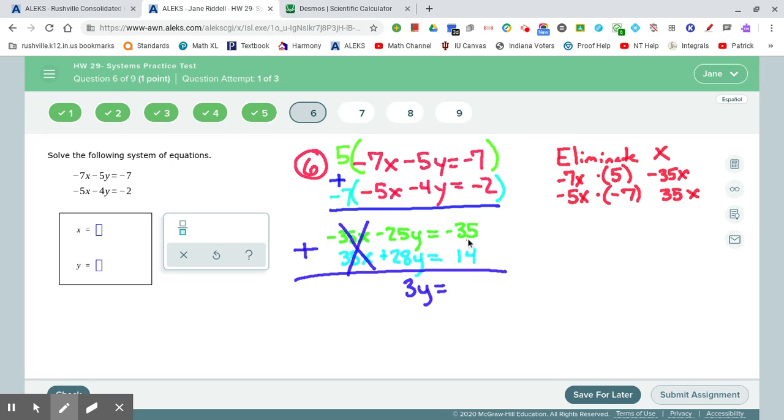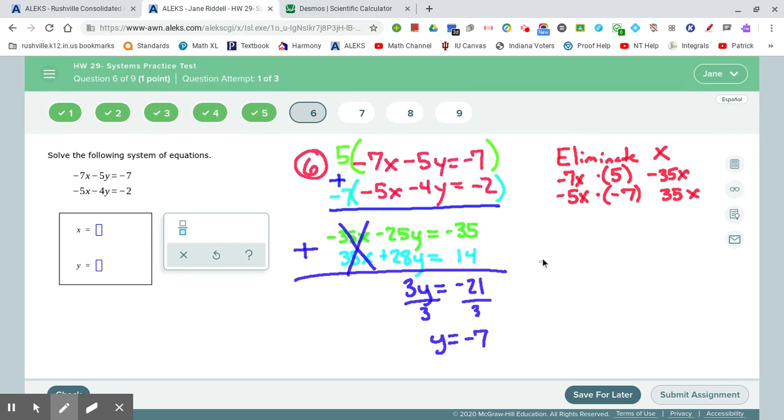Equals negative 35 plus 14 is negative 21. So now I solve this equation. Y is being multiplied by 3, so I'm going to divide both sides by 3, and that's going to give me that y is equal to negative 7. That's one of my variables. I still need to find the other one.